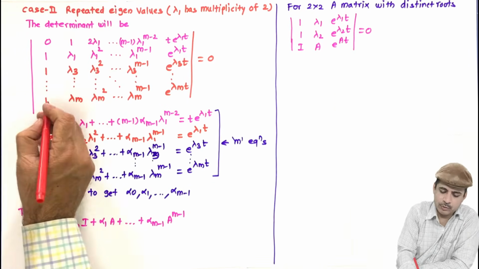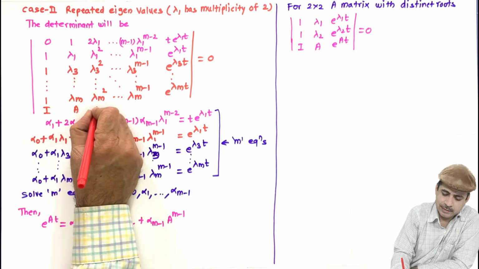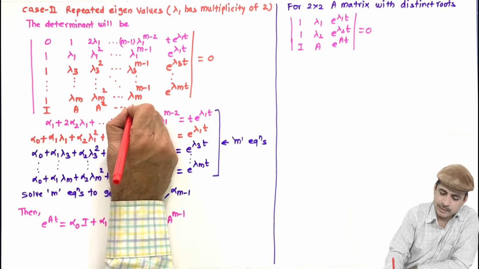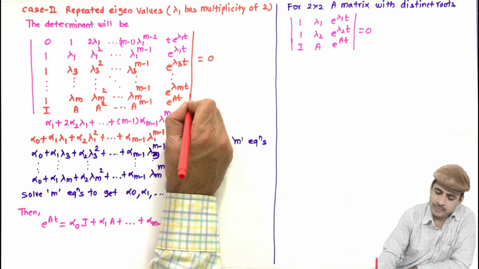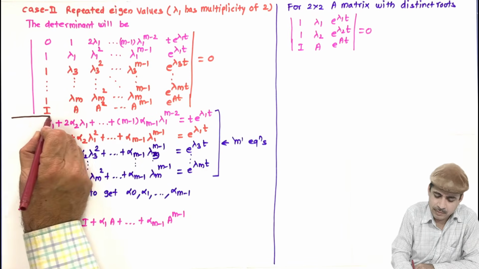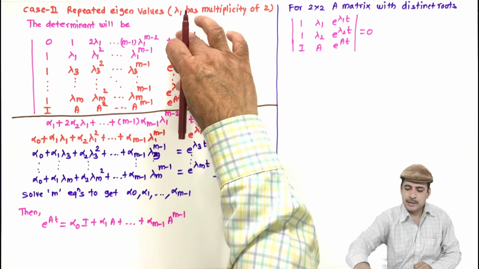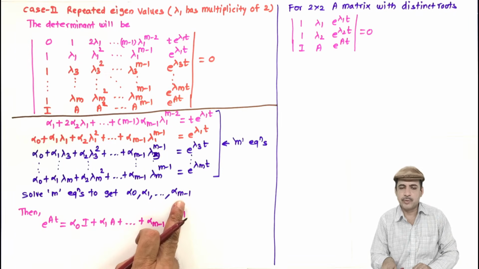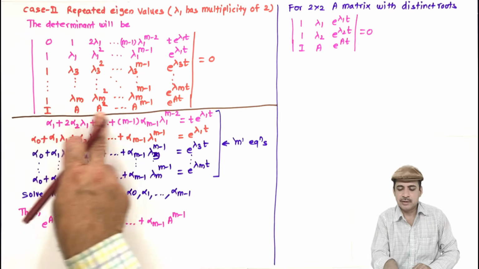Even here we have to write that last one, I, A, A square, A raised to m minus 1, and this is e raised to at. This is the determinant which is forming these m rows, forming these m equations to solve for these coefficients and get the e raised to at from the last row.